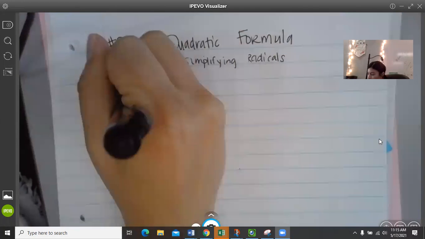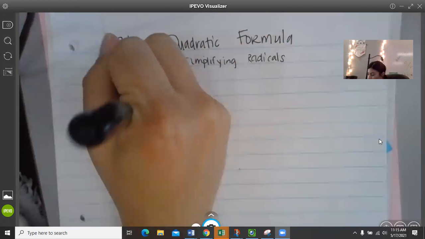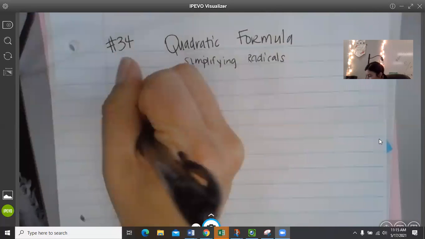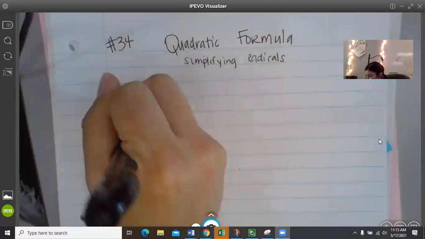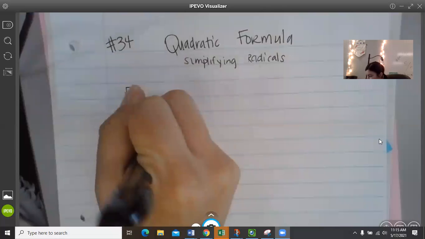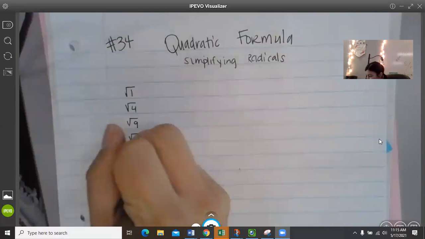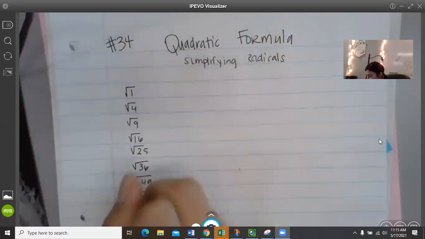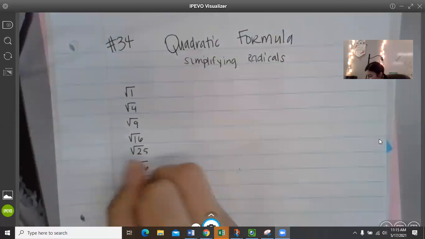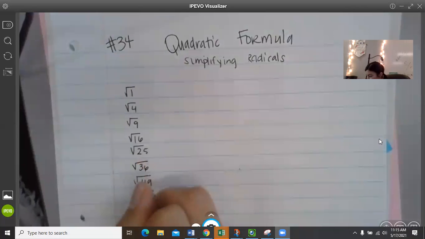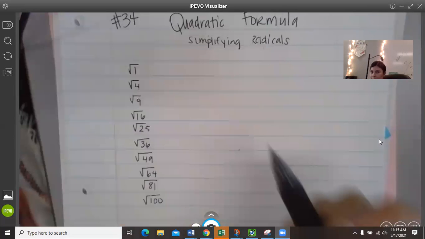These right here are the perfect square roots. You must memorize them. So please copy and start memorizing if you don't already know them. Okay, at least memorize the first 10.